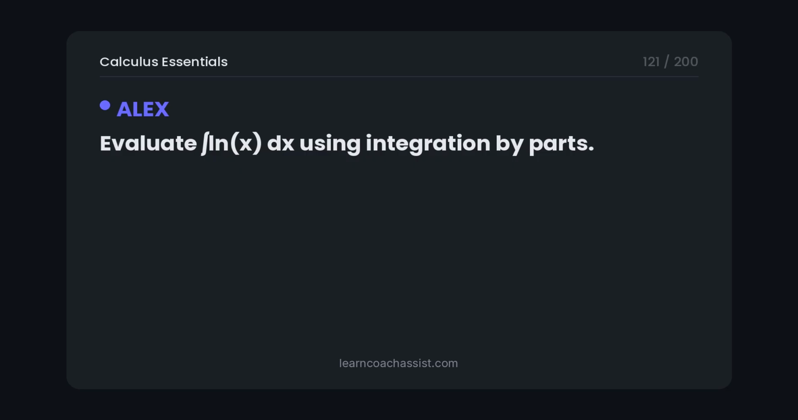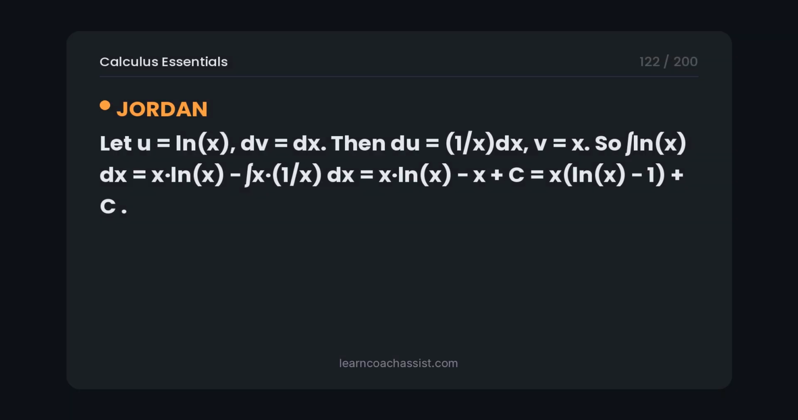Evaluate the integral of ln x dx using integration by parts. Let u = ln x, dv = dx. Then du = (1/x) dx, v = x. So the integral of ln x dx equals x ln x minus the integral of x·(1/x) dx, which equals x ln x − x + C, which equals x(ln x − 1) + C.